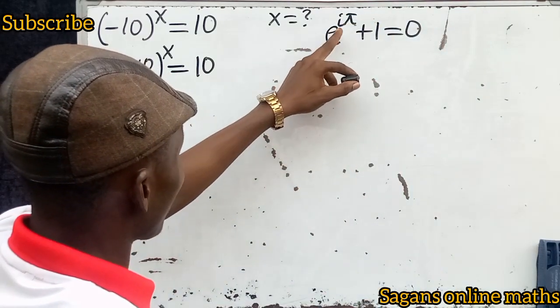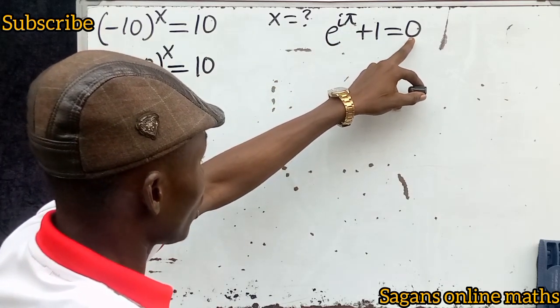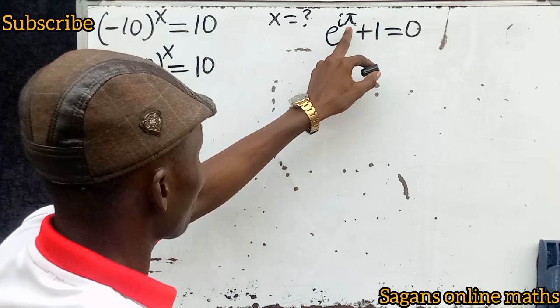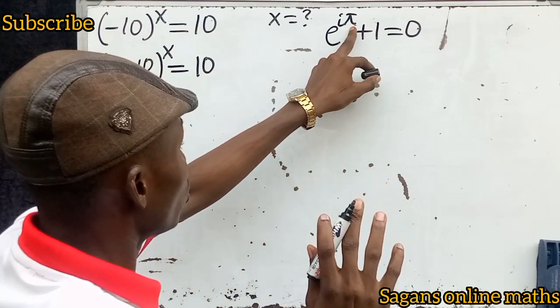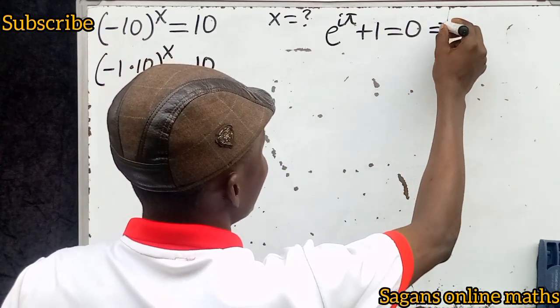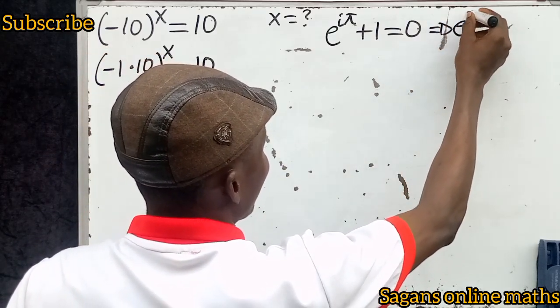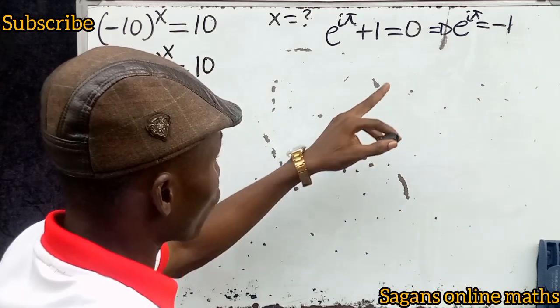That means e^(iπ) + 1 = 0, right? 0, 1, e, i, pi. They are the 5 fundamental aspects of this, which is very, very important. So if you subtract 1 from both sides, this implies that e^(iπ) equals minus 1, because we subtracted 1 from both sides of the equation.